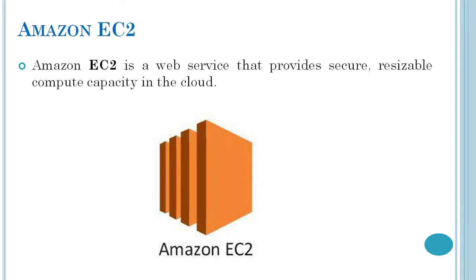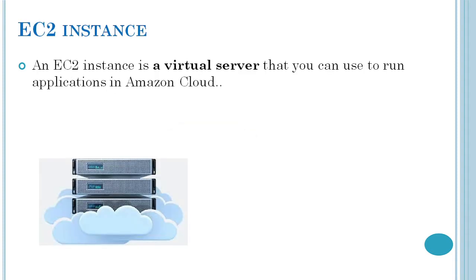Amazon Elastic Compute Cloud is a web service that provides secure, resizable compute capacity in the cloud. Using this service, you can create and run virtual machines in the cloud. An EC2 instance is a virtual server that you can use to run applications in Amazon Cloud. When setting up an EC2 instance, you can configure CPU, storage, memory, and networking resources. You can also choose from different types of instances according to your budget needs.